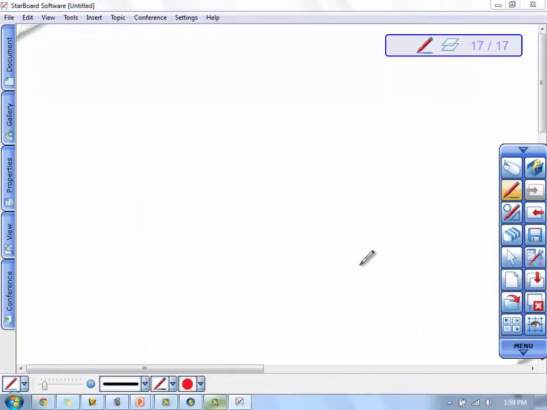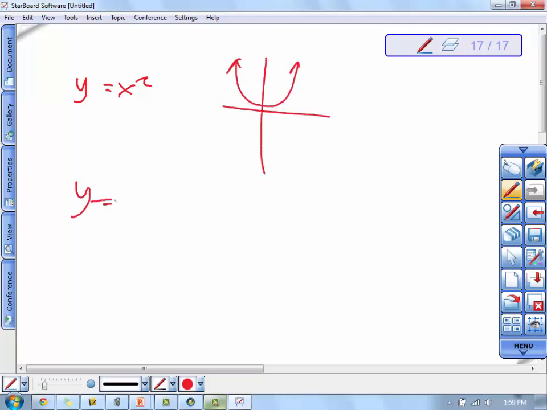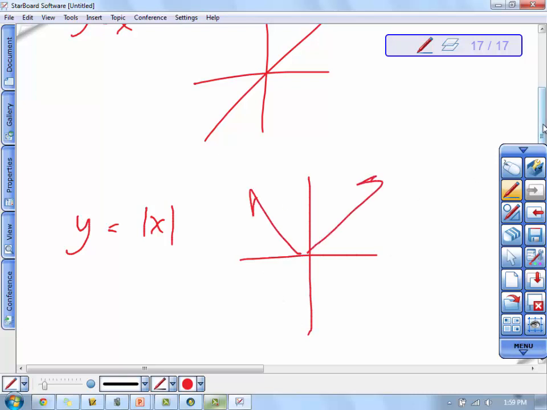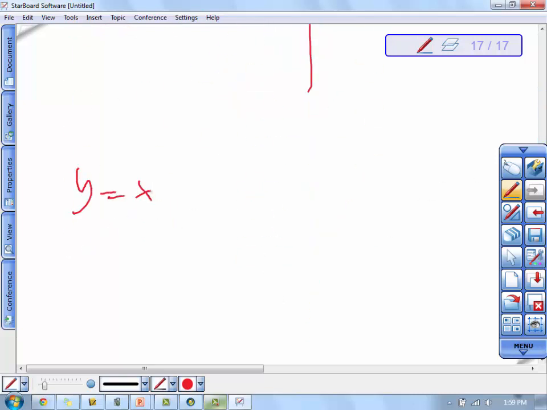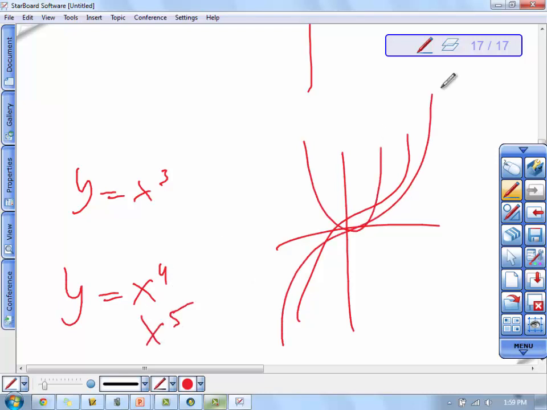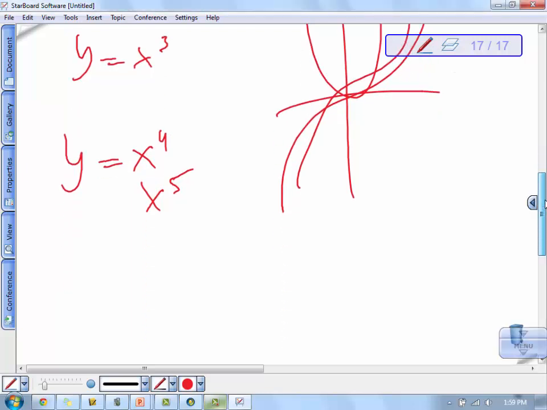It's really helpful to know how to shift functions because then all you have to know is your basic functions, like y equals x squared, which is obviously a parabola that opens up. Okay, you know y equals x is a line that goes like this. y equals absolute value of x, which is a v, like that. y equals x cubed, which is a cubic, like that. Then it follows the same pattern. y equals x to the fourth now goes back to a parabola. x to the fifth goes back to an odd function, and so on. But those are some of your basic ones.